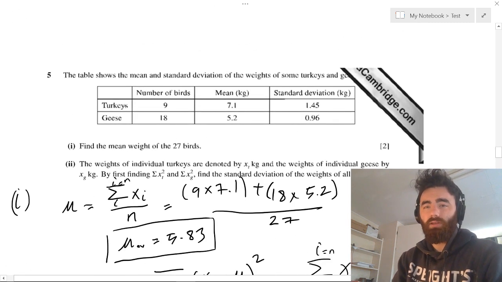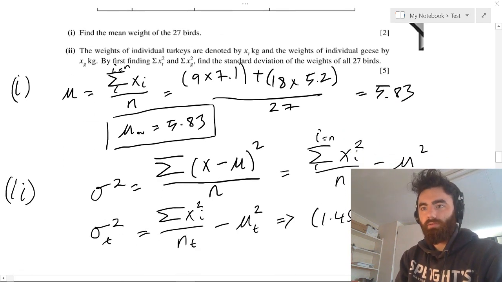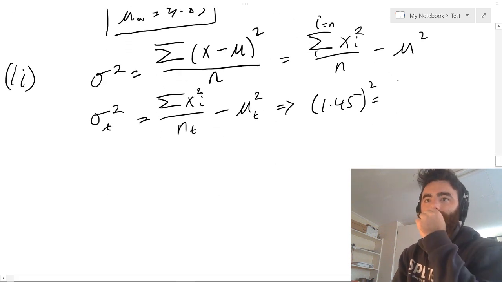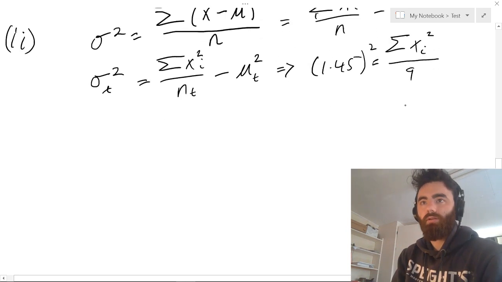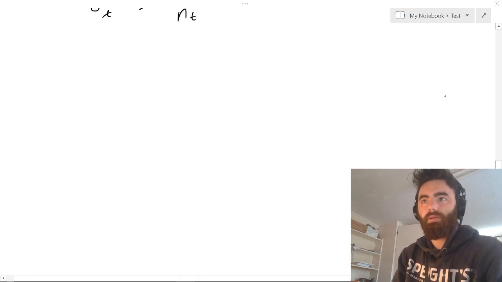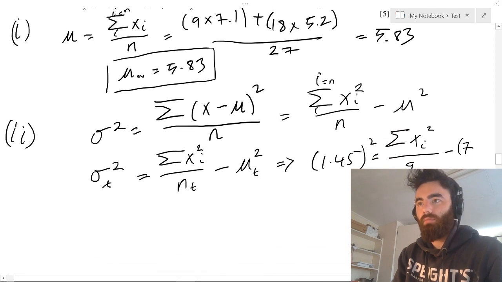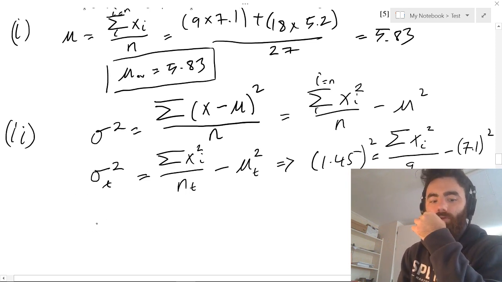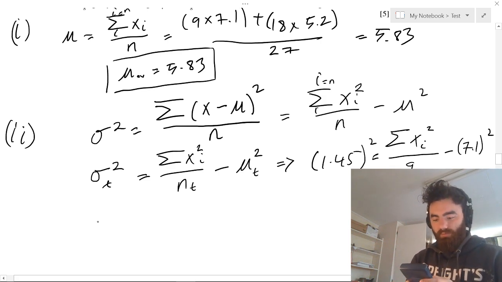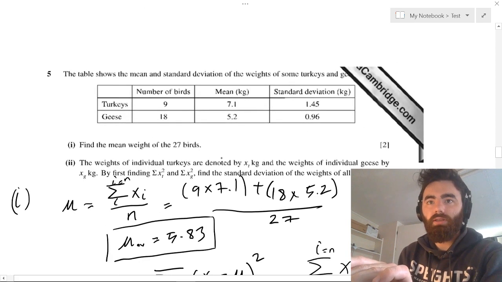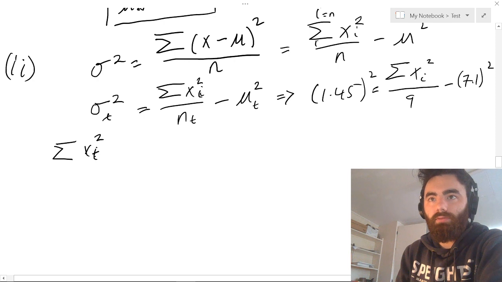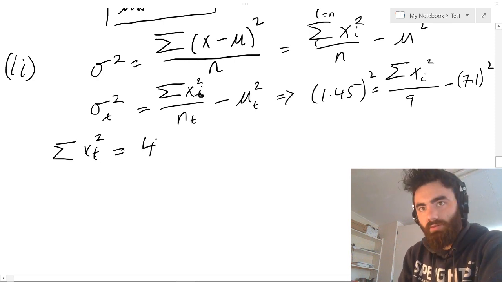So we've got the standard deviation of 1.5, squared, equals the sum of xi squared over 9, minus 7.1 squared. If you work that out, you've got 1.5 squared plus 7.1 squared, times 9. Because it gives you a hint in the question, it asks you to find these things. We'll call it T for the turkeys, this is how they called it, and I got 472.6.